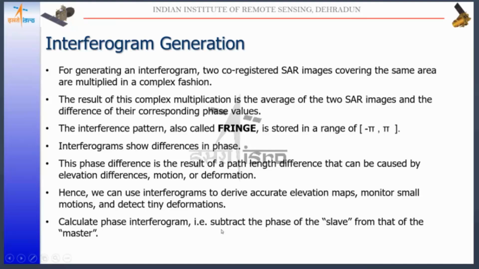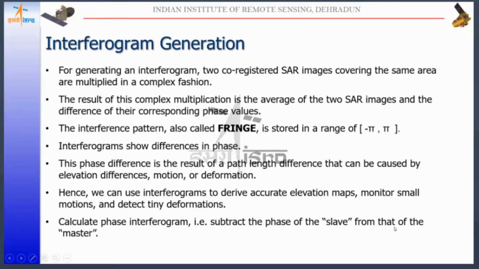We know the formula: phase difference is equal to 4 pi by lambda times the path difference. That path difference comes from the equation of the slant range, and due to the terrain variation we have different values of range, and those ranges have different path lengths. So the phase difference image actually shows the different terrain undulations. Hence we can use the interferogram to derive an accurate elevation map, monitor small motions and detect tiny deformation.